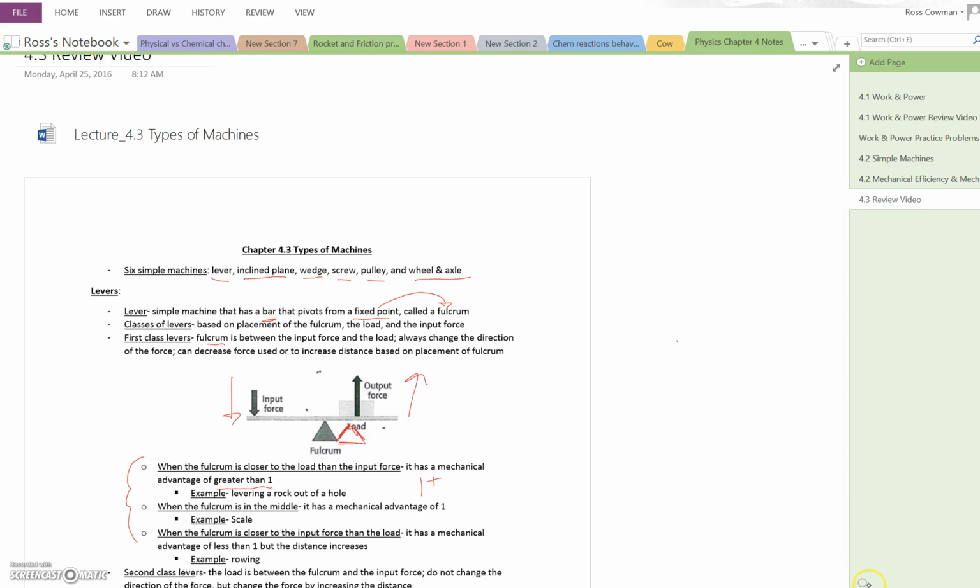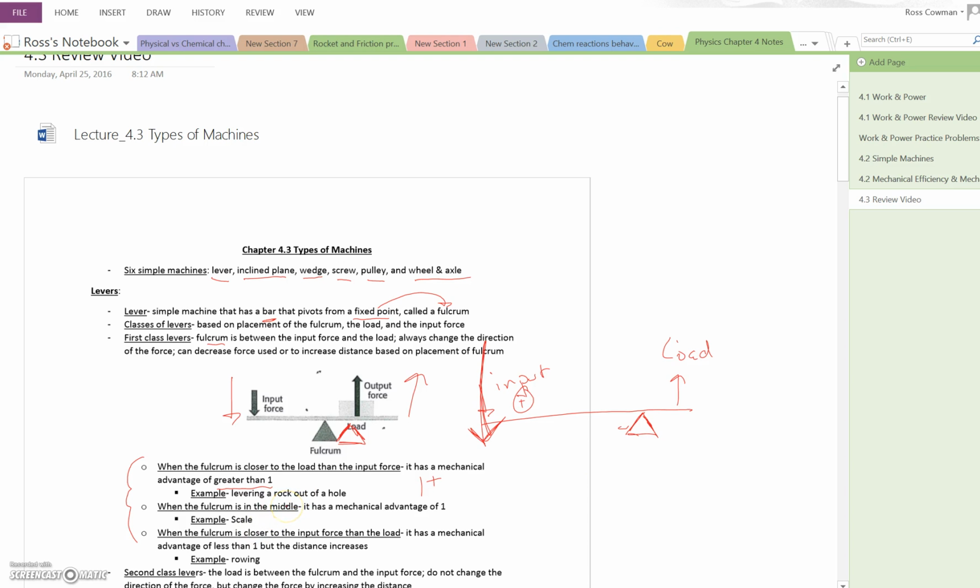If here's my lever, here is the load that is going to be going up, here's my input that's going to be down, and the fulcrum is over here. I am actually going to be able to move this piece here a greater distance because it is closer to the load, to the output force. So the closer I move the fulcrum to the load, the more I can move the input force. And if I'm moving the input force a greater distance, that means that the output force will travel a smaller distance and therefore have greater force.